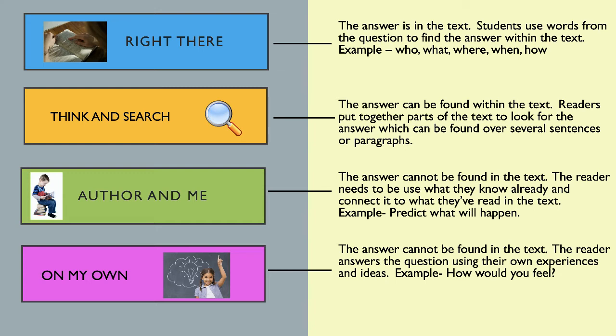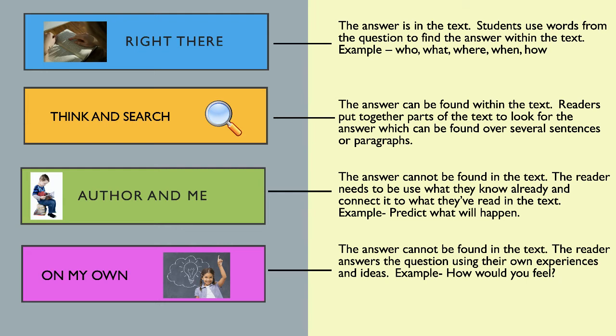So the first one is right there, and the answer can be found right in the text. Students use the words from the question to help them find the answer. Examples could be who, what, where, when, and how. Think and search, they have to dig a little bit deeper. They can find the answer in the text, but they may have to look in several sentences, read over several pages, several paragraphs.